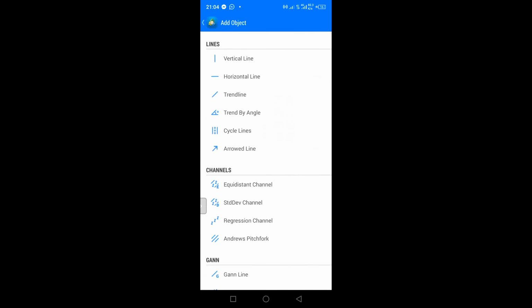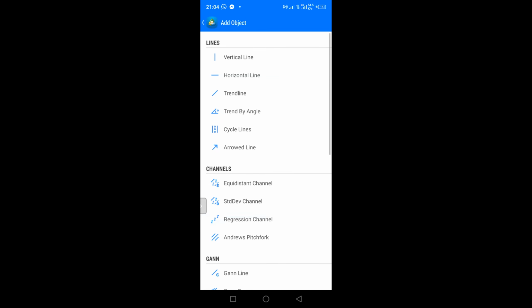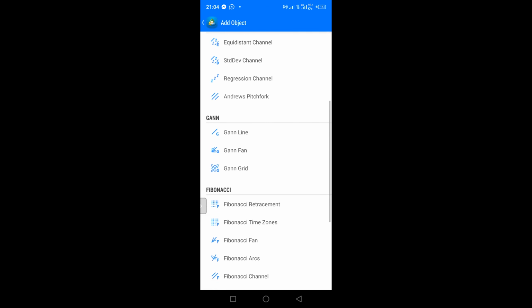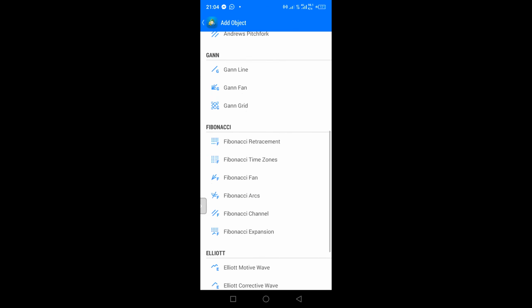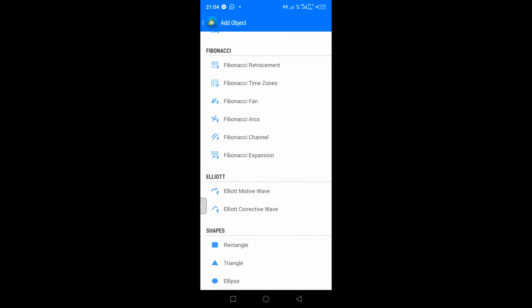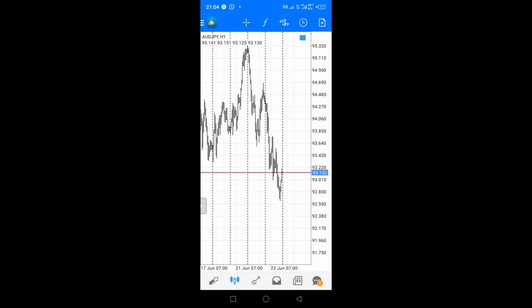So now I can draw vertical lines on my chart. I can draw horizontal lines on my chart. I could draw trend lines when we get to candlestick chart patterns. You understand trend lines. I can draw Gantt charts. I can draw Fibonacci's, Elliott waves. I can draw shapes. Let's take shapes. I want to draw a rectangle on my chart. I'll click on rectangle. Once I click on rectangle, it comes to my chart.